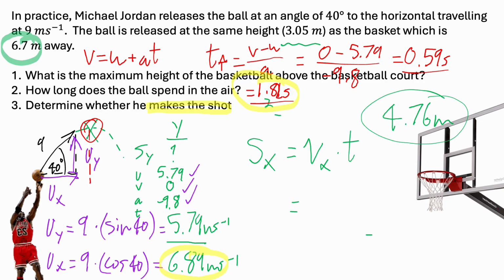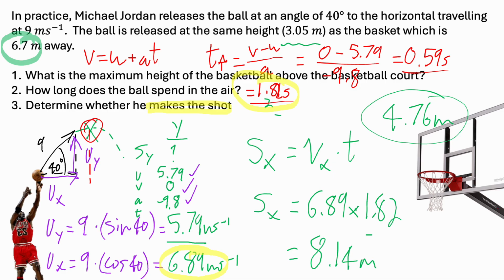Because there's no drag or air resistance, there is no deceleration horizontally in the shot. It'll keep on traveling at 6.89. In terms of the length of time it will travel at that speed for, it's 1.82. So we've got 6.89 times 1.82, and that gives us a total distance of 8.14 meters away. So Michael Jordan has overshot the basket by about 1.4 meters.